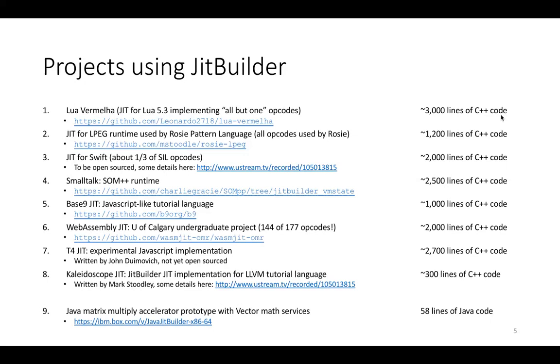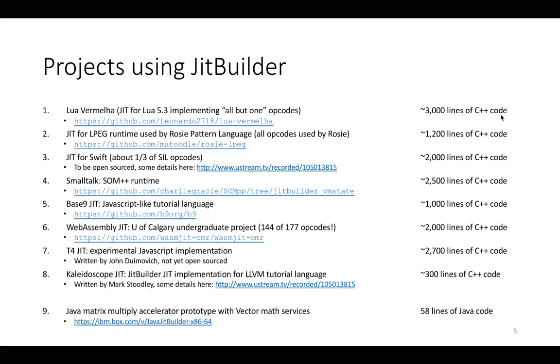The ROSI pattern language is another example, a just-in-time compiler that we wrote using the JitBuilder library with about 1,200 lines of C++ code. And I'm not going to go through all these in detail, but there's a JIT for Swift, which is about 1/3 of a JIT for Swift. There's a Smalltalk runtime that's had a JIT created for it. At the OMR project, there's a runtime called Base9 that we're using to develop a tutorial around how to use the OMR project and the OMR components.